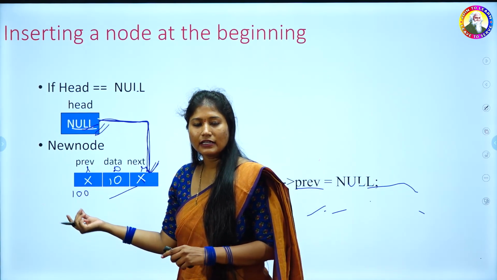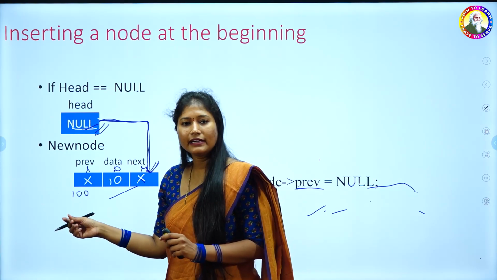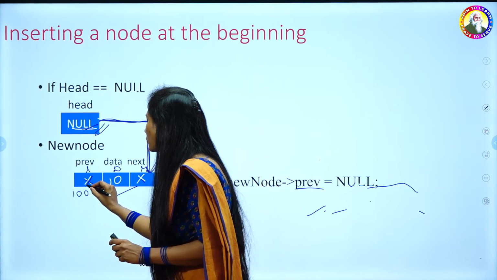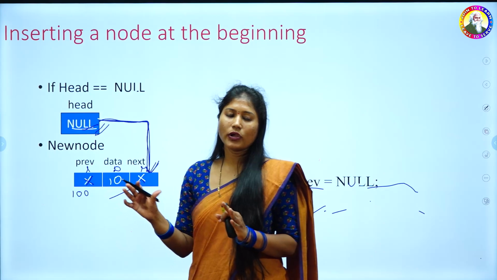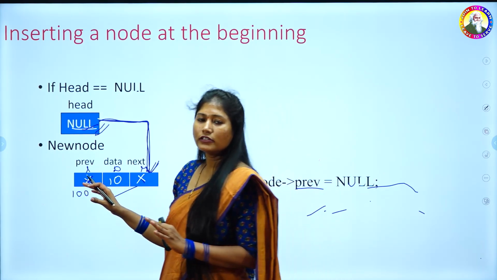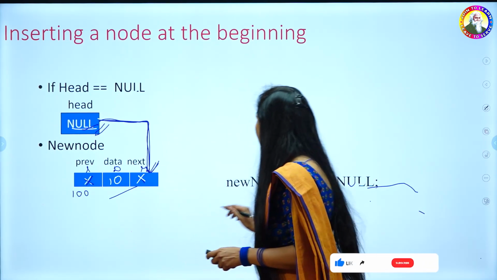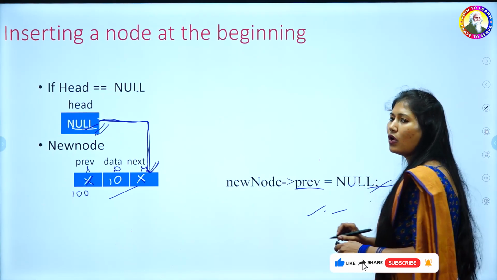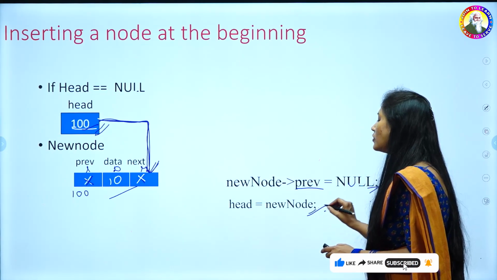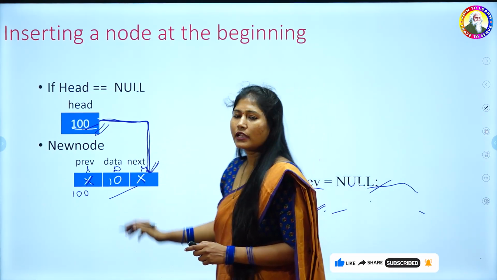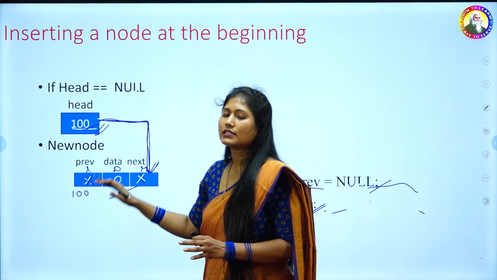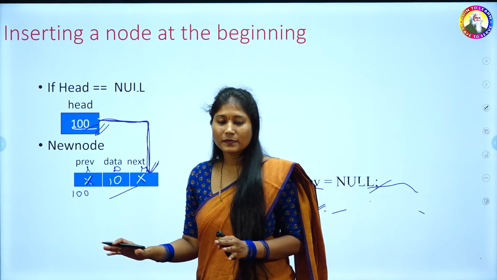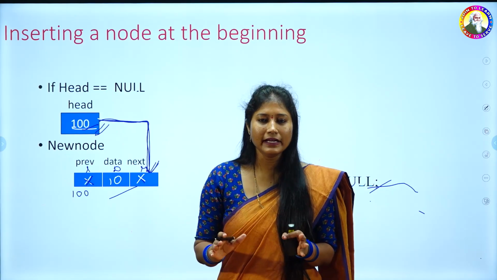When can I say that this is the first element in a double linked list? If the left pointer is going to have the address null, then we identify that this is the first element. So we write the statement new node previous equal to null. After that, head equal to new node. This should point to the new node. Up to here, the first case is completed, which means inserting a node at the beginning if head equal to null.